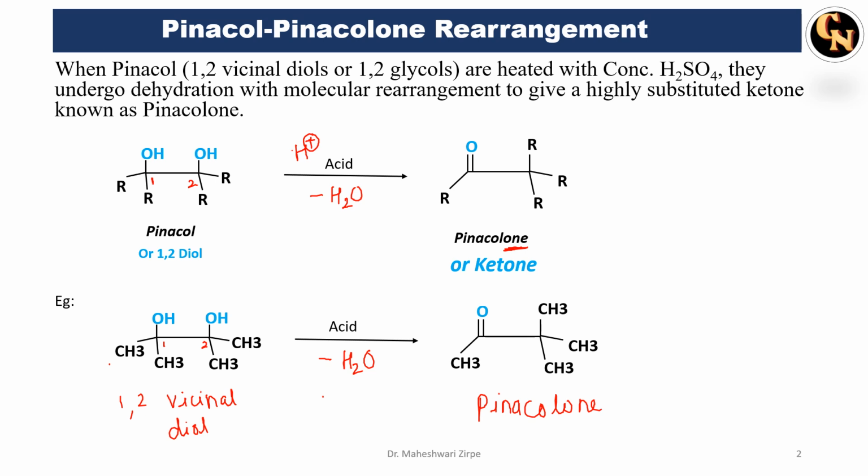Now we should understand how the rearrangement is taking place. One of the R groups, if you see here, has transferred or rearranged to the second carbon. Similarly here in this example, one of the CH3 groups has been transferred to the second carbon. You will find here 1, 2, 3 methyl groups on the second carbon. This way the rearrangement takes place in 1,2 vicinal diol, and we are getting pinacolone.